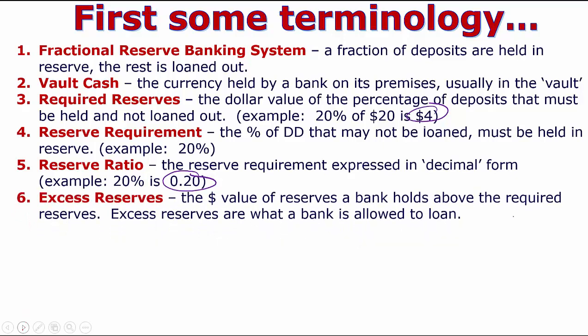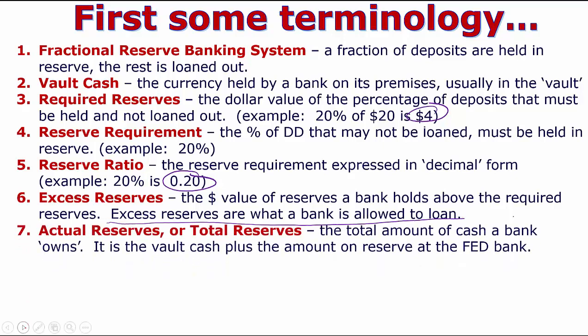Before we move on to number 6, please note that 3, 4, and 5 all have the same initials. So when we abbreviate these, you're going to see that they all 3 are going to be abbreviated as RR. That could be confusing if you don't understand their context. Number 6, excess reserves. This is the dollar value of reserves a bank holds above the required reserves. What's very important here is that excess reserves are what a bank is allowed to loan.